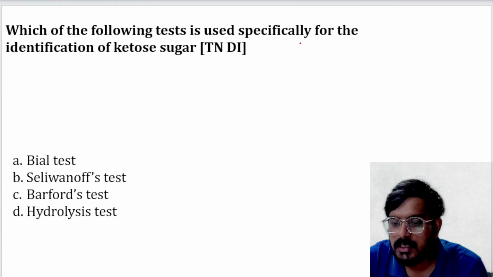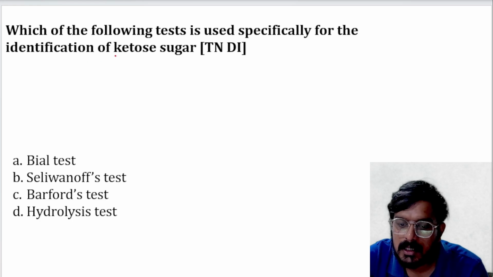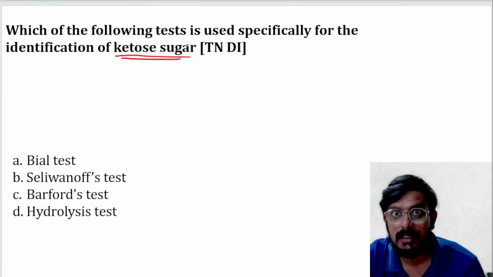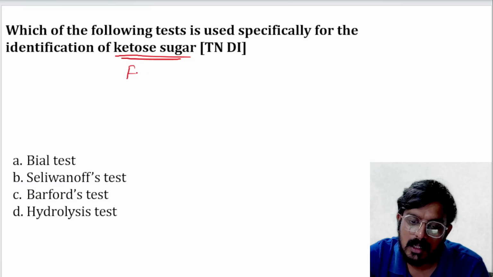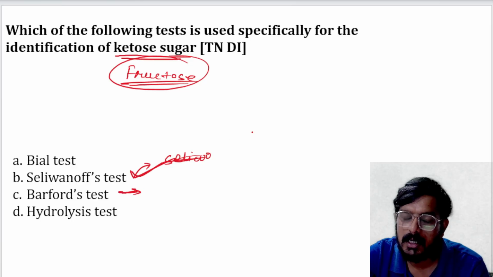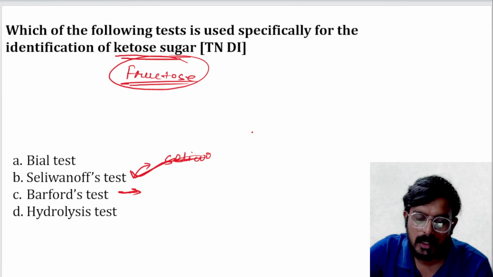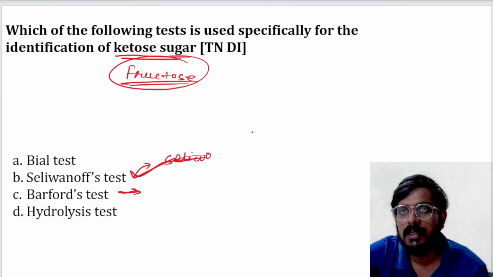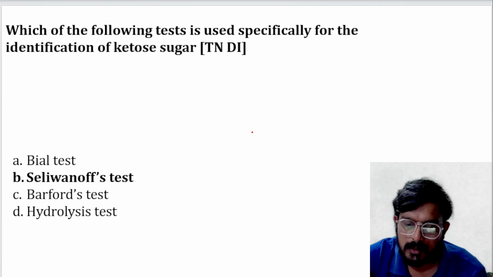Which of the following tests is used specially for the identification of keto sugar? I told you this question has a potential to be asked in the exam. Keto sugar means, for example, fructose. Which test is used? Just now we discussed the Seliwanoff test. So the Seliwanoff test is for that. The Barfoed test is for the identification of monosaccharides. Option B is the correct answer.